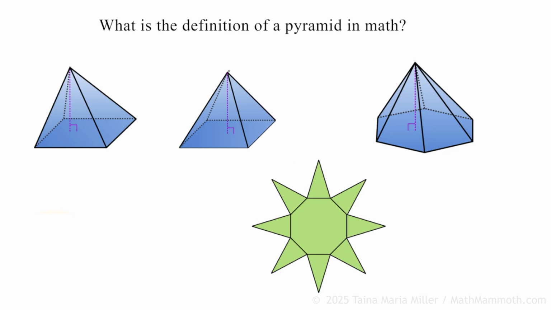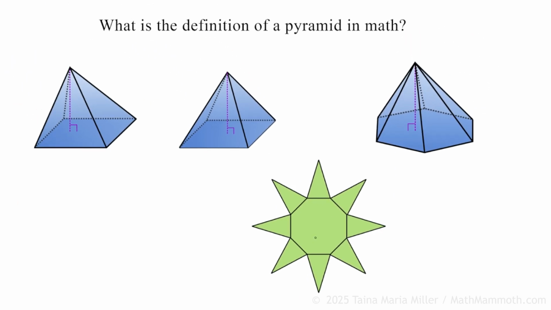Each pyramid also has a height, which is a line segment that is perpendicular to the base and comes from the apex. And a pyramid can be slanted or oblique, or a right pyramid if the apex is exactly above the center of the bottom shape or bottom face.